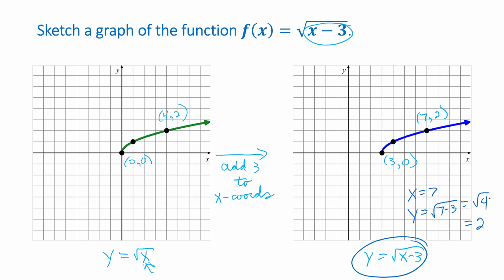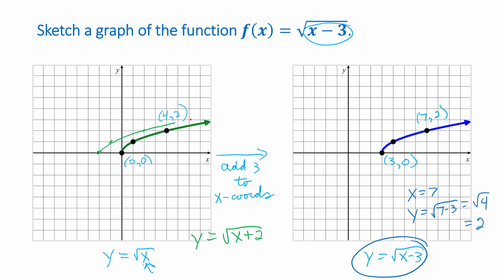Instead of square root of x minus 3, what if I wanted to graph y equals the square root of x plus 2? What this is going to do, rather than shift the graph to the right, is shift the original graph to the left by 2 units. So everything here would move left by 2 units.